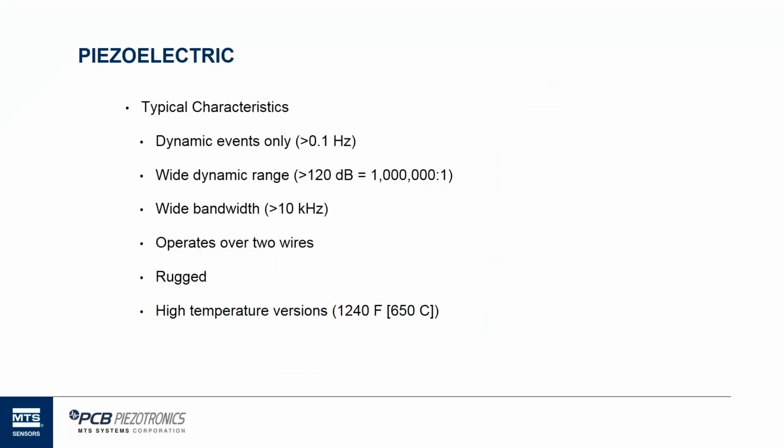And there are high temperature versions. We go up to 1240F now, 650C, and that's basically a material properties limitation of the type of crystal that we use, the type of mechanical ground or housing that we use, and of course electronic components inside the sensor. But if you're talking 1240F, we're probably not doing an ICP. We probably don't have that circuit inside of the sensor. It's what we call a charge mode sensor, and we'll talk more about that in the coming slides.